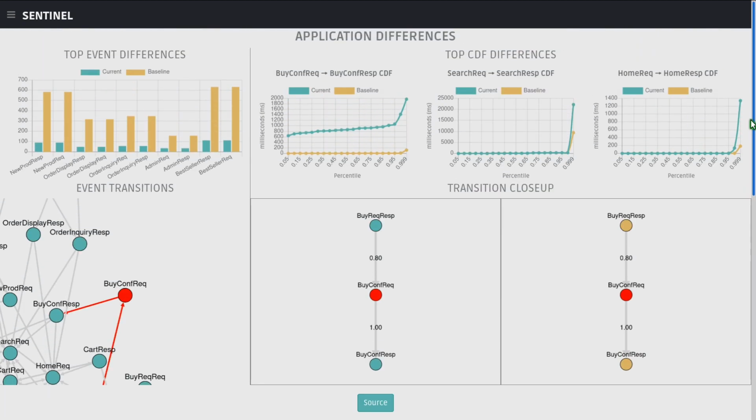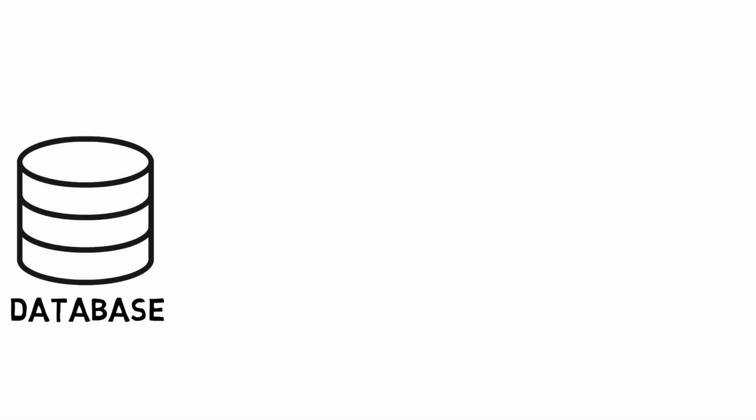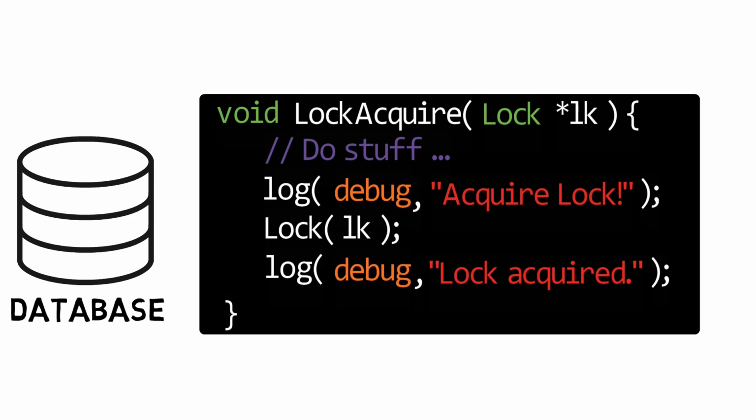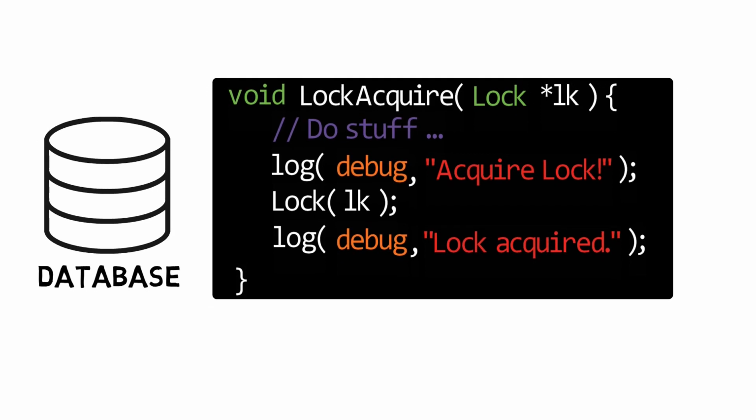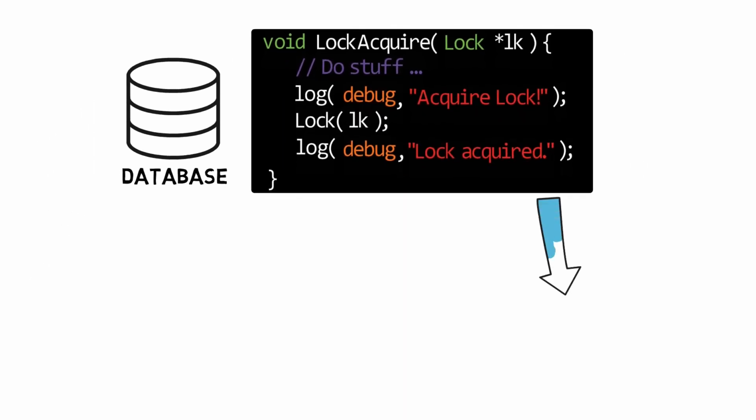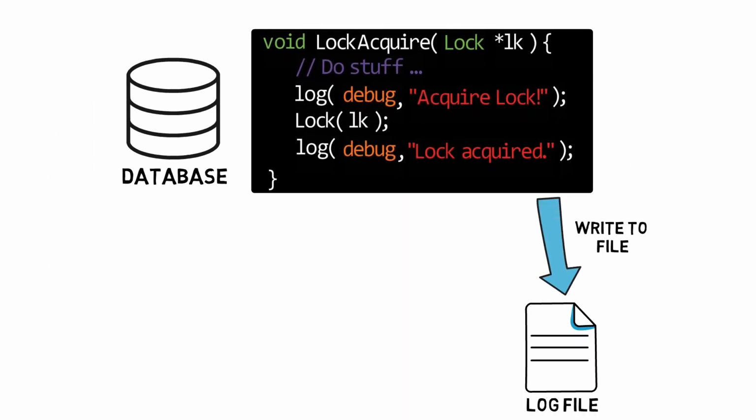Now, we'll describe how Sentinel provides these insights in detail. Developers use debug logging to audit their systems and to remedy any issues that occur. Debug log messages describe system events, for example, when a lock is acquired or released. As the system runs, these debug log messages are written to a file for offline analysis.